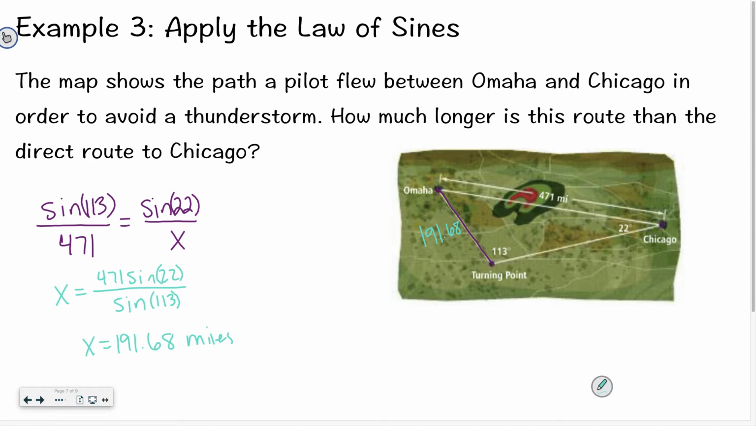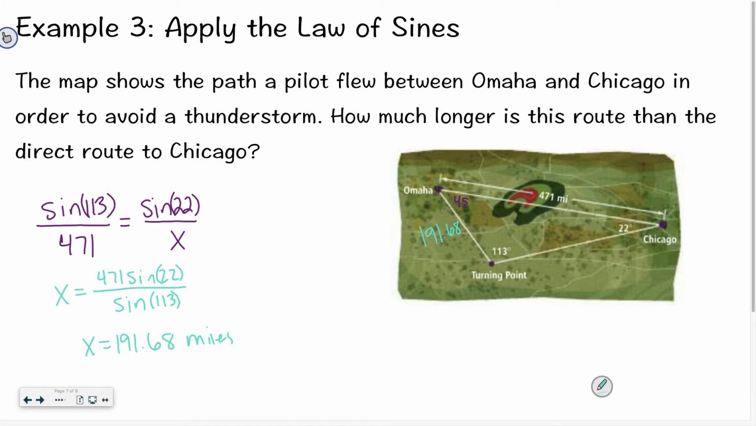Now I need to solve for the other side. And the way I can solve for that other side is if I do 180 minus 113 minus 22, I get 45 for my angle. Or you can use law of sines and solve for that. Actually, no, you can't. The reason we can't use the law of sines to solve for that angle is we don't have the side opposite. So you honestly do have to do 180 minus 113 minus 22 in order to get that measure.